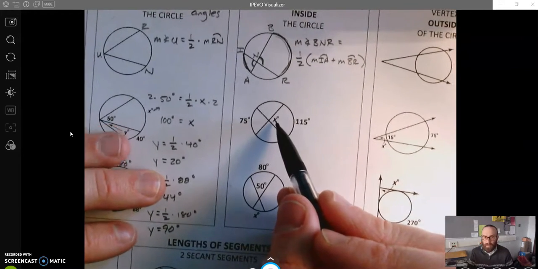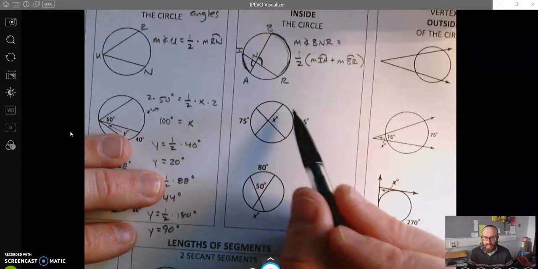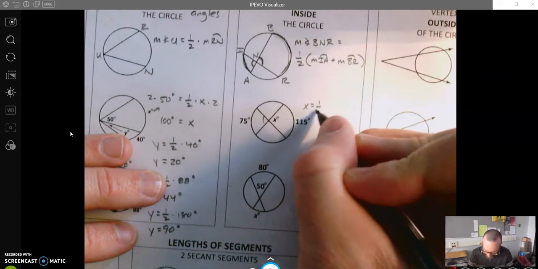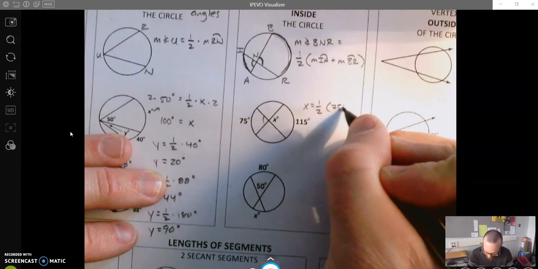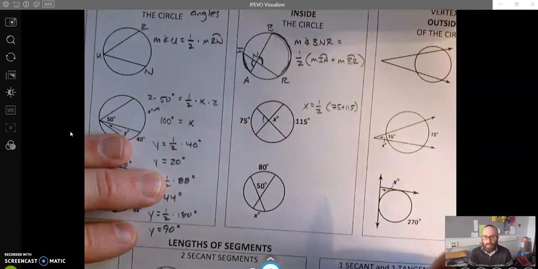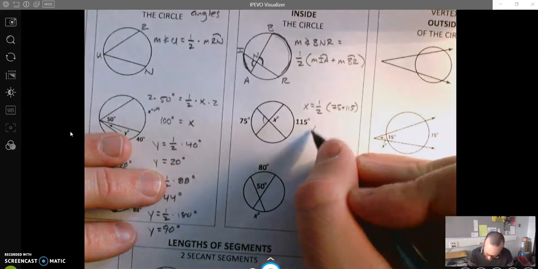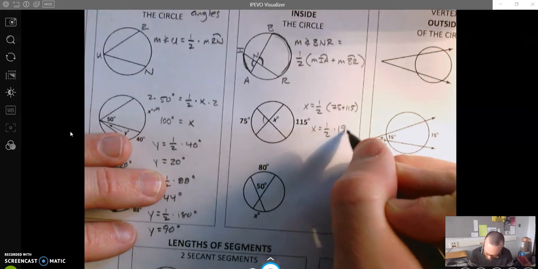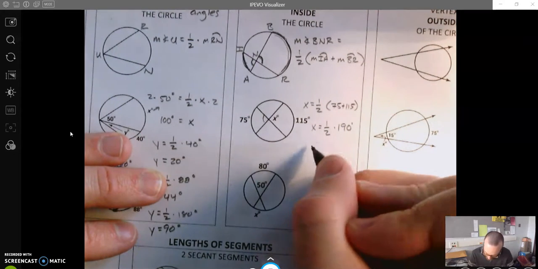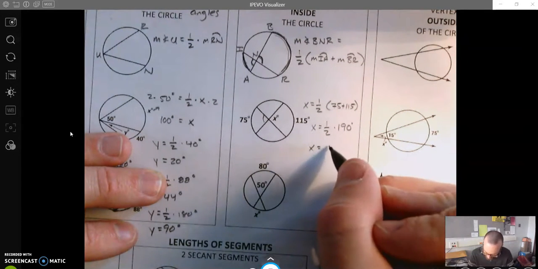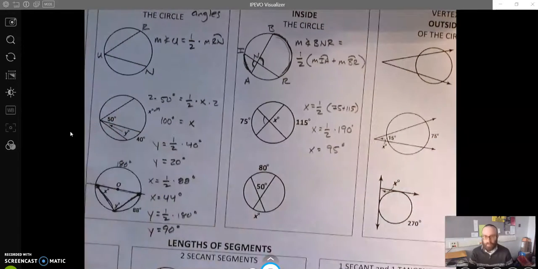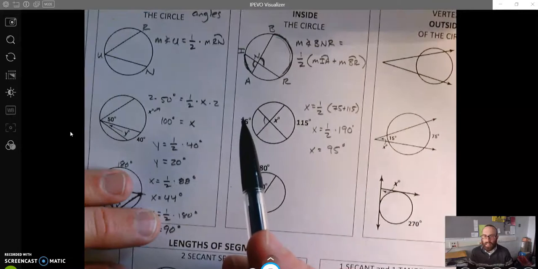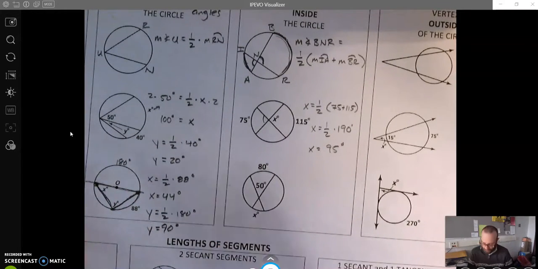When you see it down here, 75 is on this side, 115 is on that side. So x is going to equal half of 75 plus 115. That means x is half of 190 degrees, and that's going to give us 95 degrees. Again, we're adding those two and cutting it in half. We're averaging the two arcs.